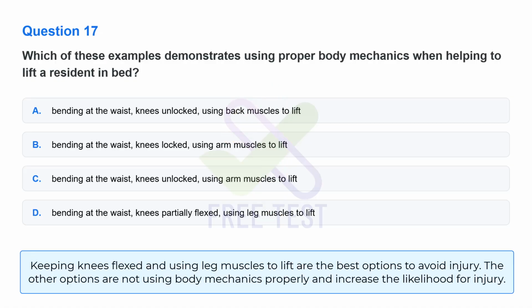The correct answer is D. Bending at the waist, knees partially flexed, using leg muscles to lift. Keeping knees flexed and using leg muscles to lift are the best options to avoid injury. The other options are not using body mechanics properly and increase the likelihood for injury.